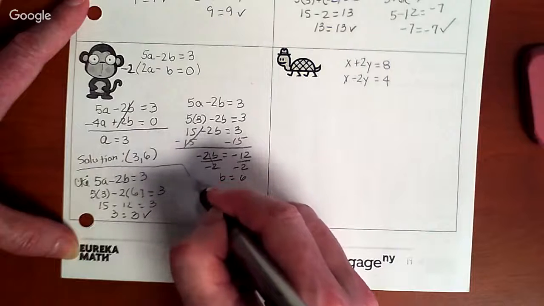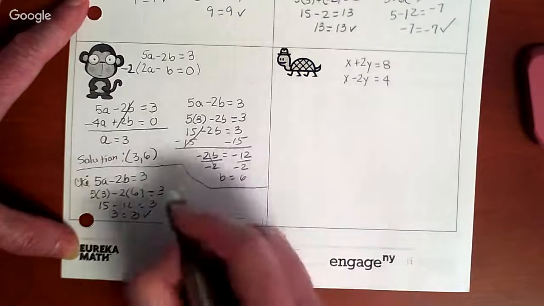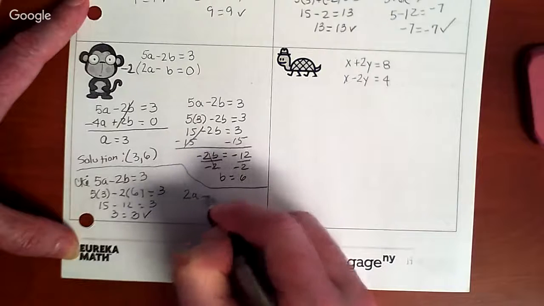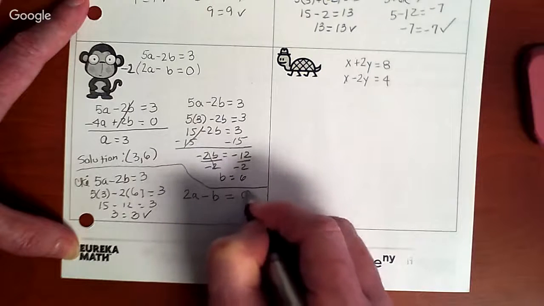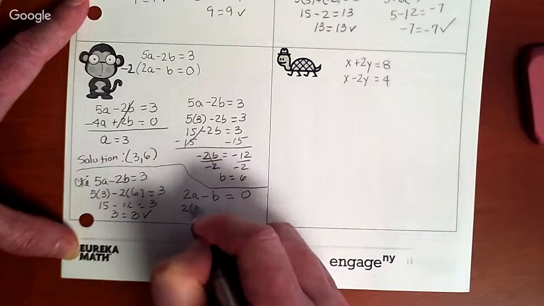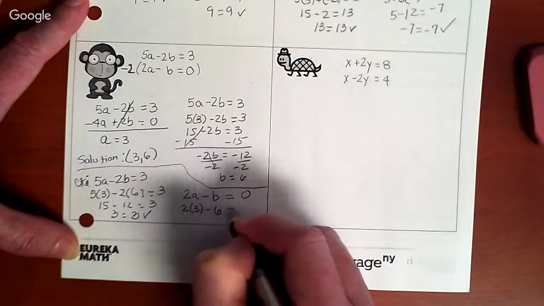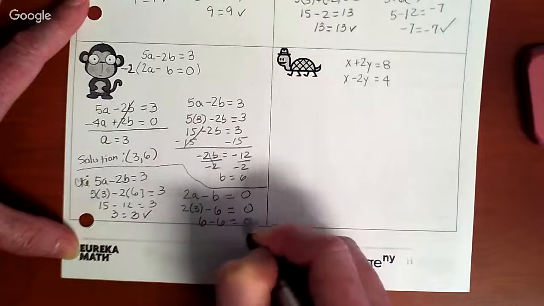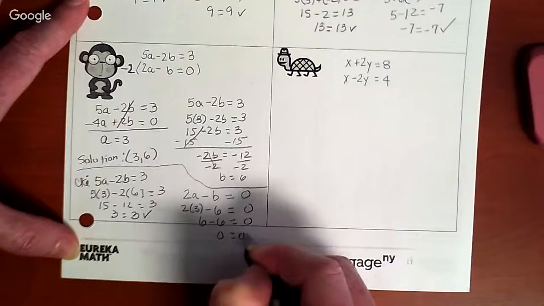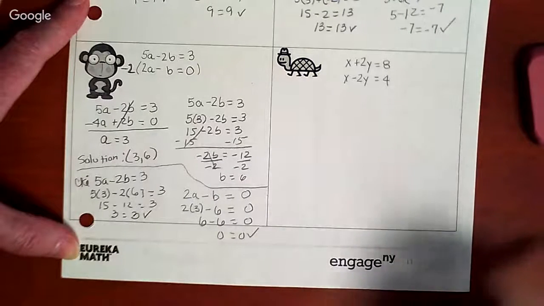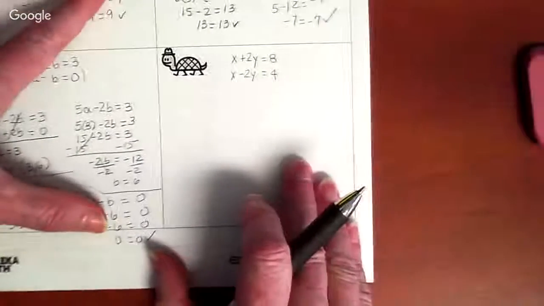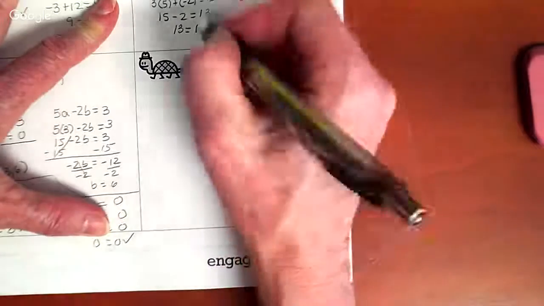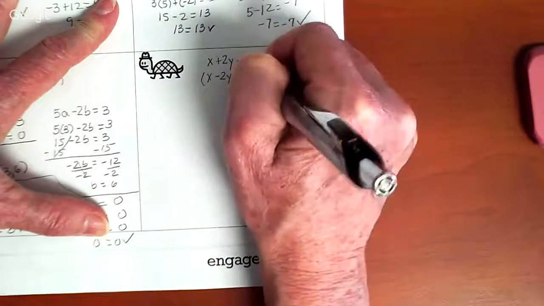Let me just do this, guys, just so that we have it there. Now my other one, we have 2a minus b equals 0. So 2 times 3 minus 6 equals 0. 6 minus 6 equals 0. 0 equals 0. And it checks. Our last problem, I'm going to multiply the bottom by negative 1.